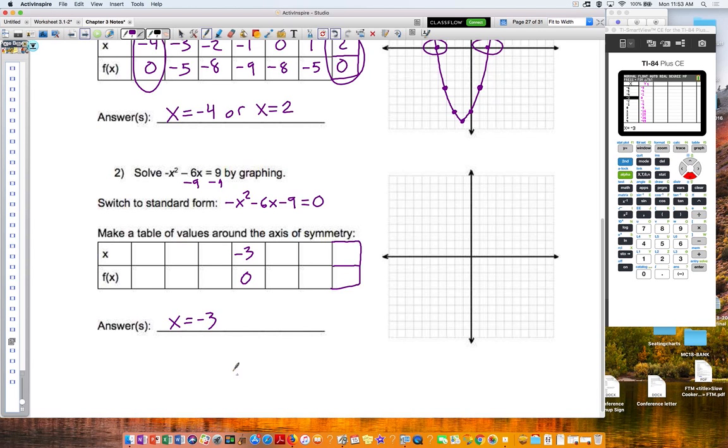Sorry about the bells. Those will come from time to time here as I'm doing the video during my prep time. So I'm just filling in the rest of the table.